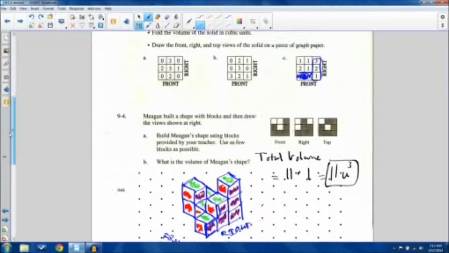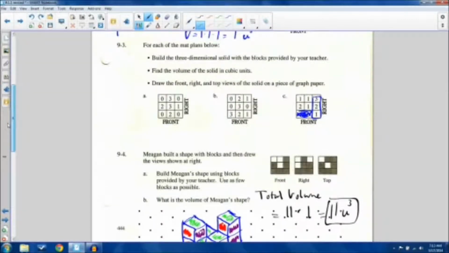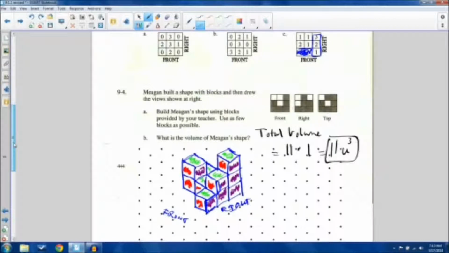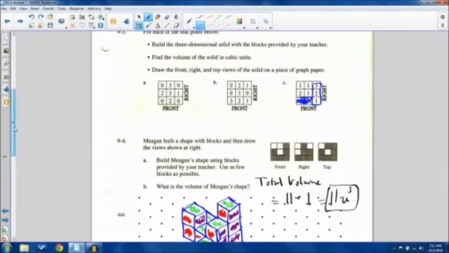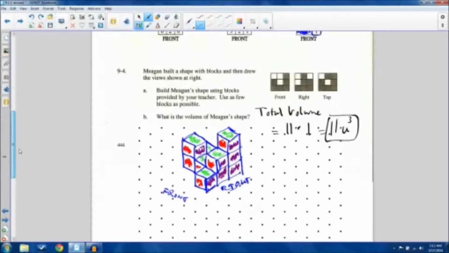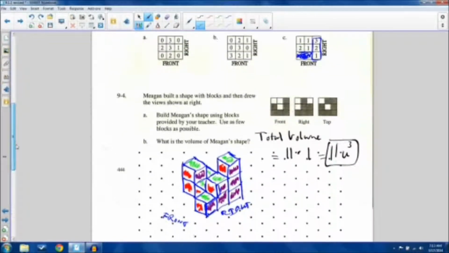Okay. Draw the front, right, and top views of the solid on a piece of graph paper. Right now I'm going to skip it because you've done a couple of those before. Maybe if I run into another one where it will be more important to find the volume, I'll use that.